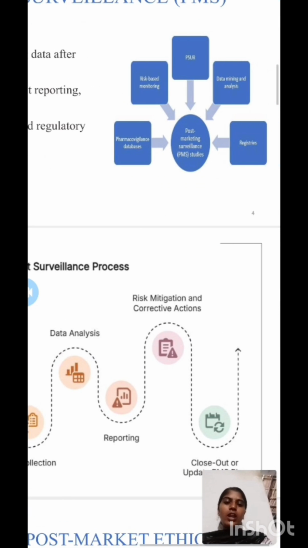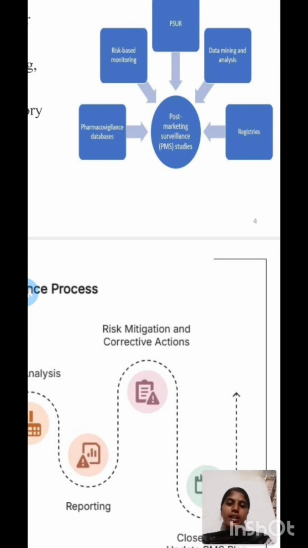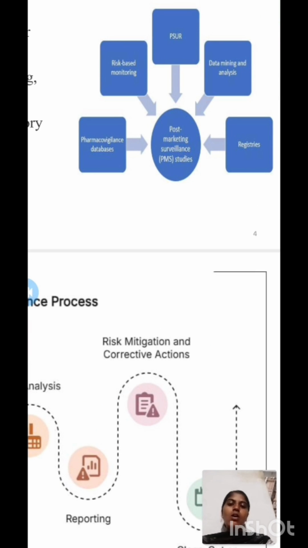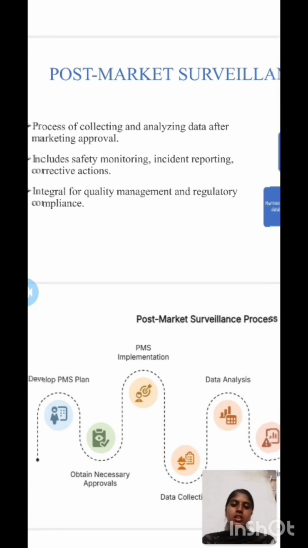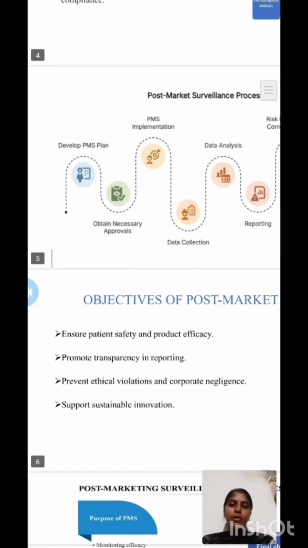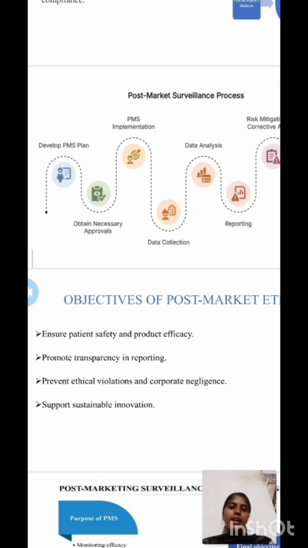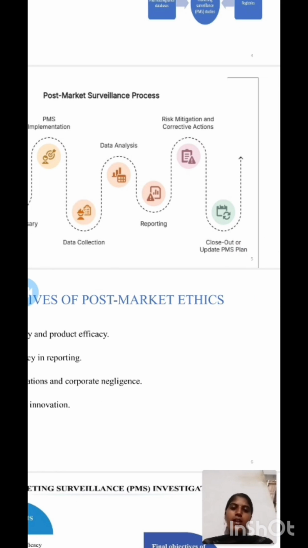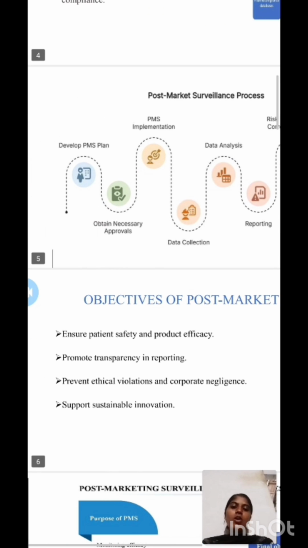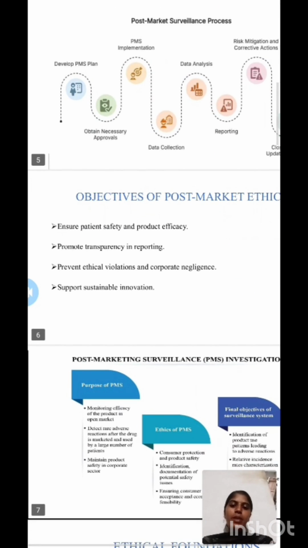So next we are looking at the diagram of post marketing surveillance. This is the key main role in the pharmaceutical industry, with risk based PSUR and data analysis and registration. This is the process of post marketing surveillance. First we develop a PMS plan, then obtain necessary approvals, then PMS implementation, data collection, data analysis, reporting, risk mitigation and corrective actions, then close out and update the PMS plan. So first we get ready to plan a PMS plan.